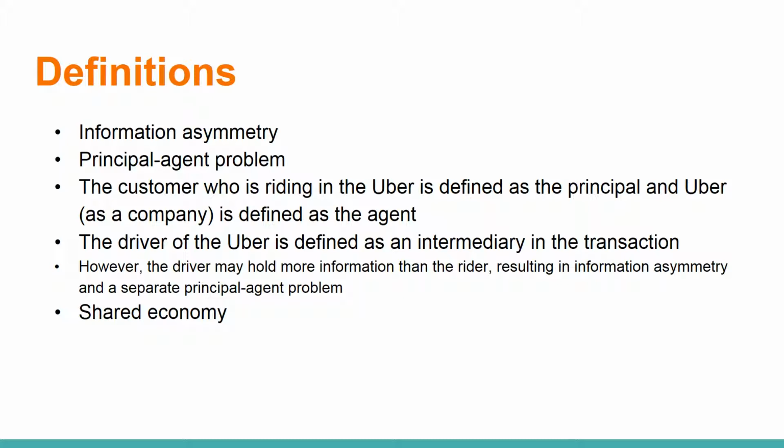This occurs when the person with less information, or the principal, is dealing with a more informed person, or the agent, to make decisions that will directly affect the principal's own well-being. A problem arises when agents pursue their own goals rather than the goals of the principal. For Uber, the customer who is riding in the Uber is the principal, and Uber is defined as the agent acting on behalf of the rider.